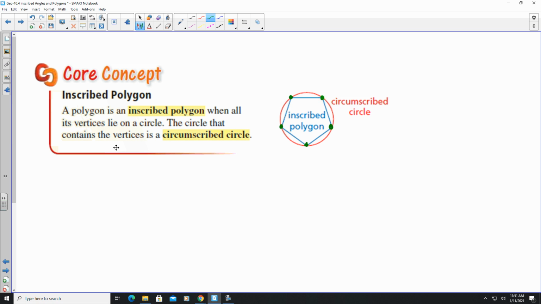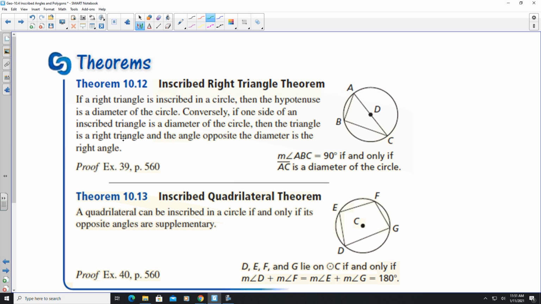There are some theorem relationships to inscribed polygons. We're going to look at two of them. One of them is the inscribed right angles theorem. So if you have a triangle and one of the sides of that triangle happens to be the diameter, what that's telling you is that the point that is on the circle but is not part of the diameter, the one opposite the diameter, that angle of the triangle is 90 degrees.